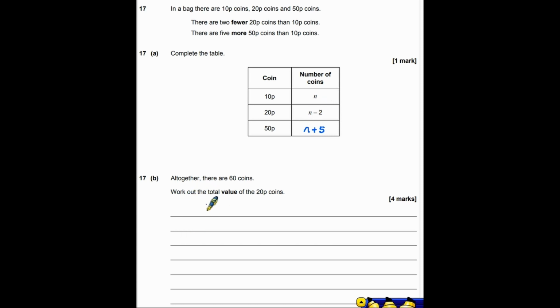Let's see what we have. We know 10 pence coins, we have n. We also know 20 pence coins, we have n minus 2. So let's add them together, n plus n minus 2. Also in the bag, there are 50 pence coins, and there are n plus 5 50 pence coins. We know the total number of coins is 60, so all these must add up to 60. Let's collect things. n plus n plus n, we have 3n. Number-wise, we have plus 5 minus 2, that is plus 3, and again, that equals 60.